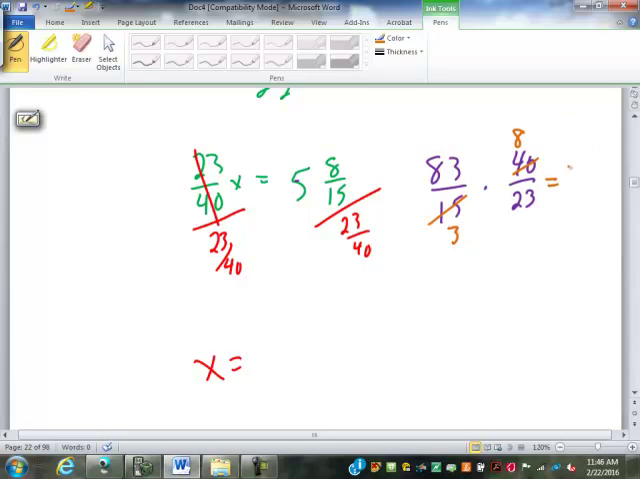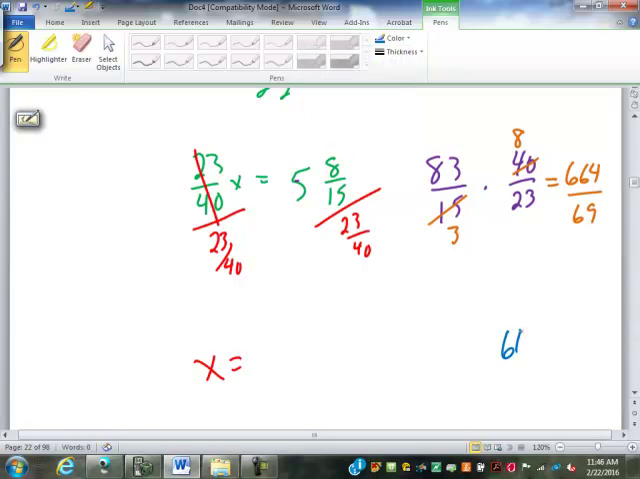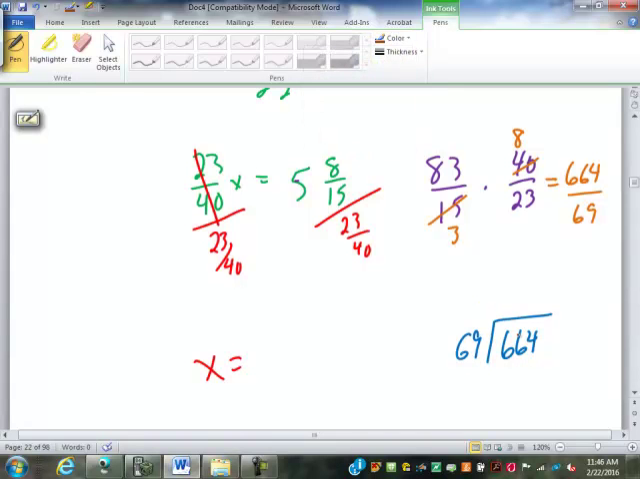83 times 8 is 664. 3 times 23 is 69. And we have to reduce. 69 does not go into 664. Let's try 9 times into 664.